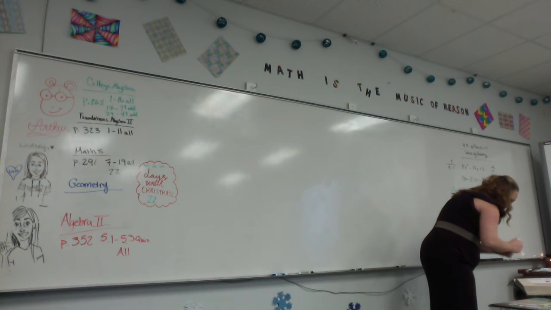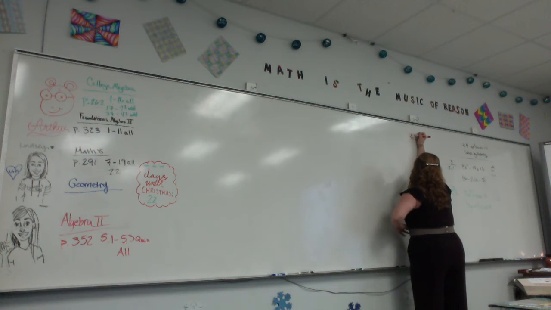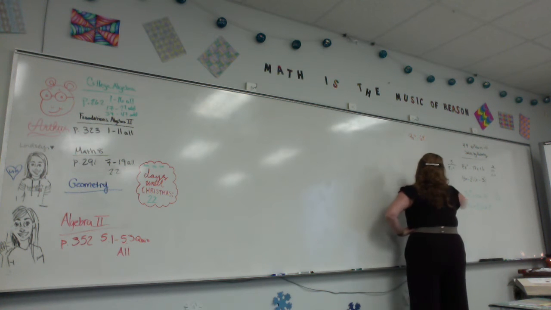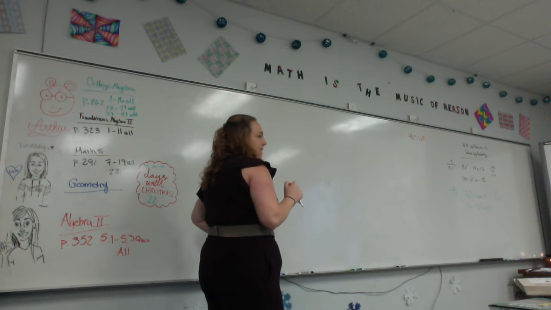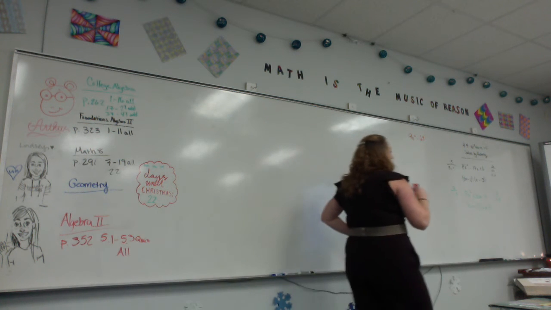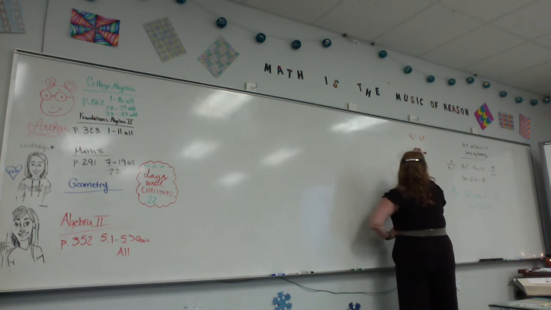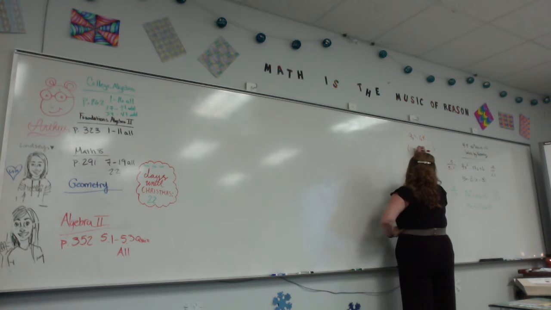Let's try this. What happens if I have 9x squared minus 64? Does anyone notice anything about it? Both of them are perfect squares, and what's in the middle of them? A minus, so it's a difference of squares. Do I have a rule about difference of squares? Yes. What's my rule? One positive and one negative.